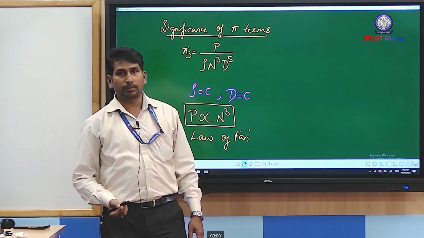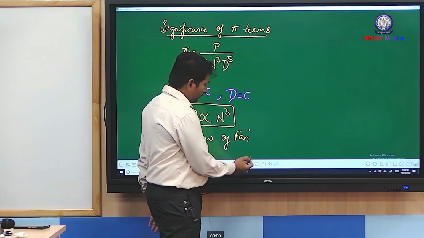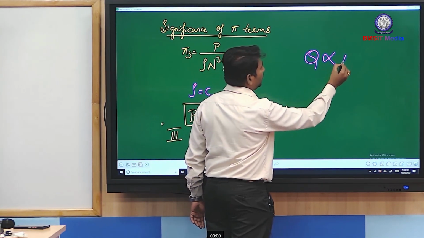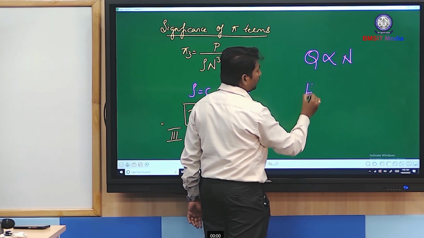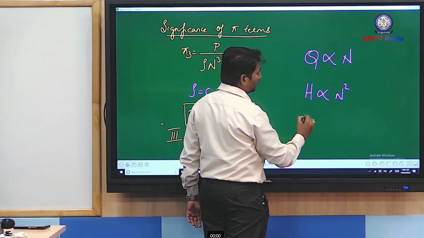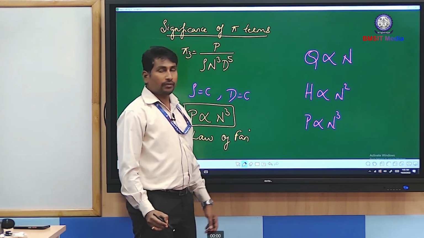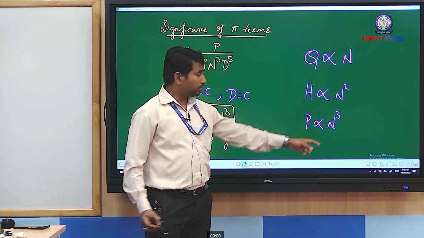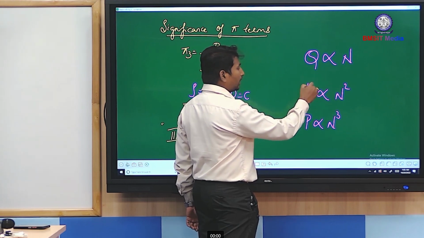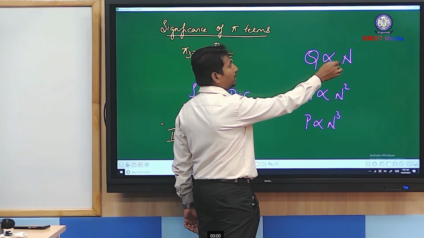So now we understood the significance of each pi term. From the pi terms it is understood that Q is always proportional to the speed of the rotor, head is always proportional to the square of the speed, and the power is proportional to the cube of the speed. If I want to increase the power, I have to change the speed in terms of cube. If I want to vary the head, I have to change the speed in terms of square. If I want to vary the discharge, I have to change the speed only in terms of N.